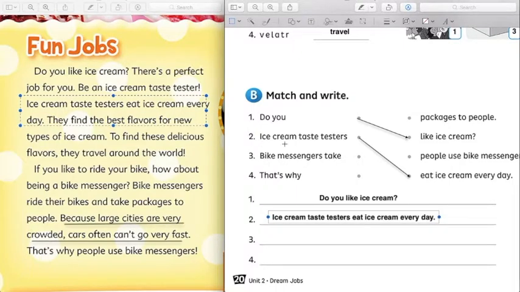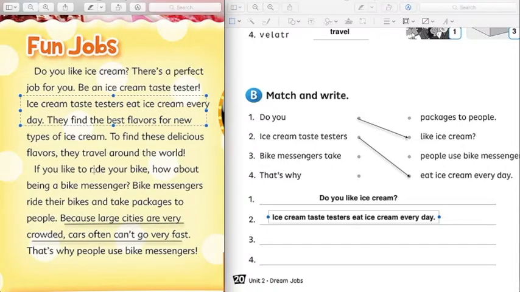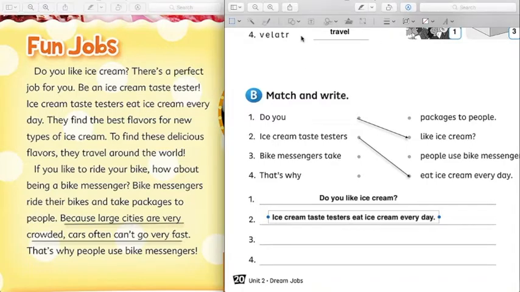Next, looks like we're moving on to the next one. Bike messengers take packages to people, or people use bike messengers. Oh, that does not make sense. So let's take a look at the next one. If you like to ride your bike, how about being a bike messenger? Bike messengers ride their bikes and take packages to people. Okay, so we know what that is.